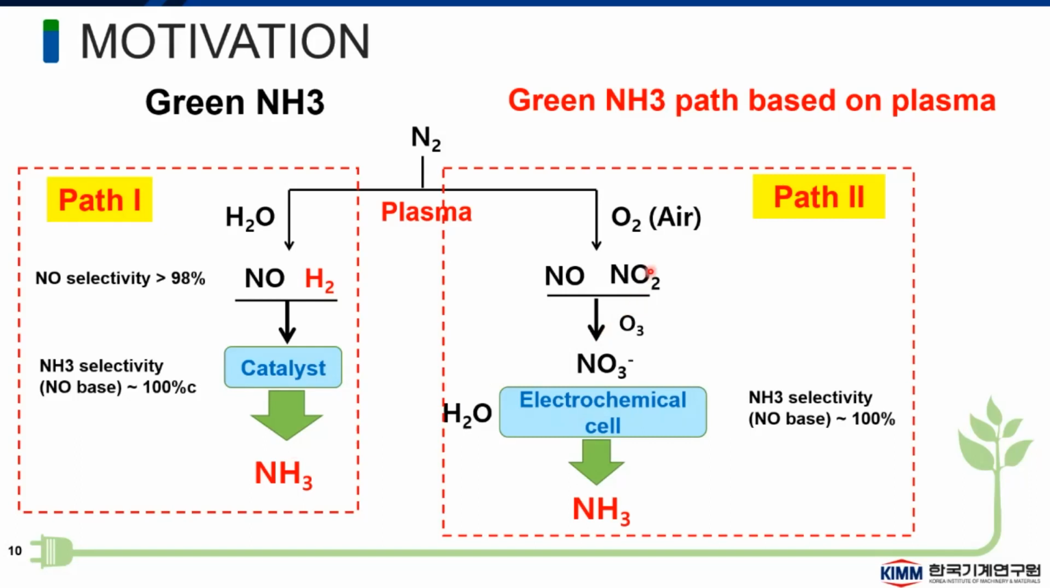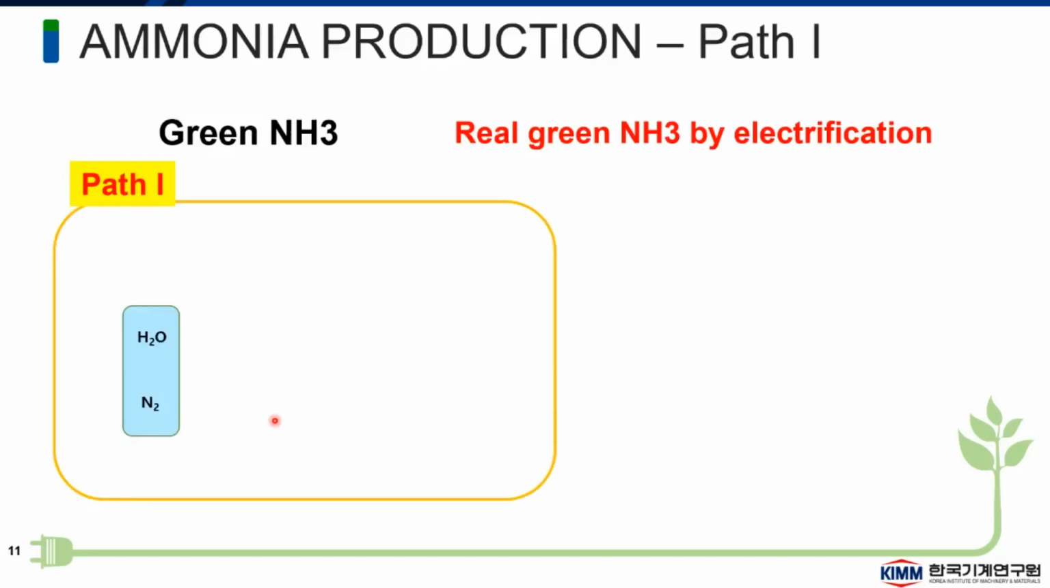Another path is, if we introduce discharge in air, we can get NO and NO2. If we further oxidize these NOx with ozone, we can change them into N2O5, which dissolves in water to form nitrates. And these nitrates, with the help of an electrochemical process, we can change into ammonia. So let's discuss the first part in detail.